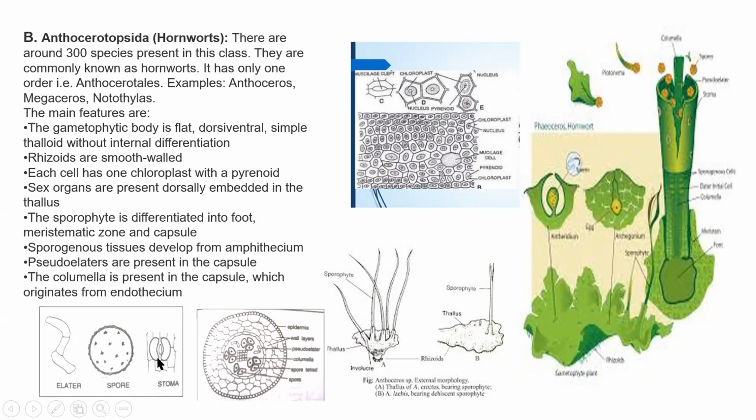And there are many stomata-like openings throughout the thallus. This is another difference from the Hepaticopsida, where no stomata were seen in the thallus of the liverworts. In Anthoceratopsida, you have the presence of stomata, the presence of columella, pseudo-elaters, and pyrenoids. You have the well differentiated sporophyte into foot, seta and capsule. Okay, so these are some major differences between Hepaticopsida and Anthoceratopsida.